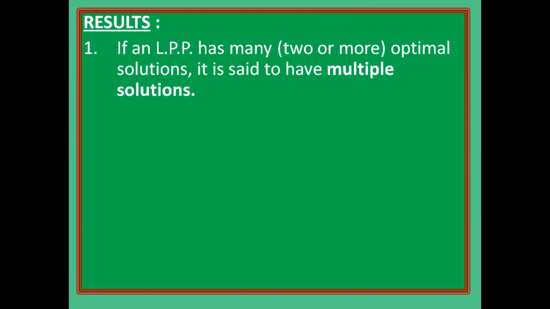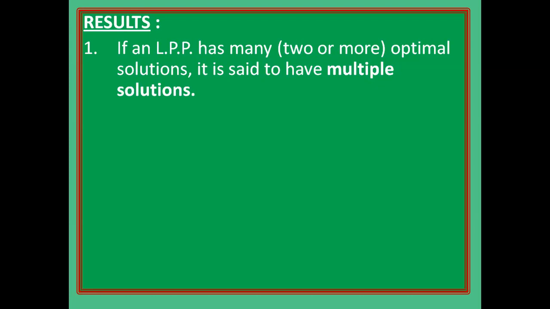Now some results, in the sense a final conclusion after solving a linear programming problem and finding the optimal solution. What are the different kinds of results that we will be able to interpret, or the conclusions of that analysis? First one: if an LPP has two or more optimal solutions, it is said to have multiple solutions.